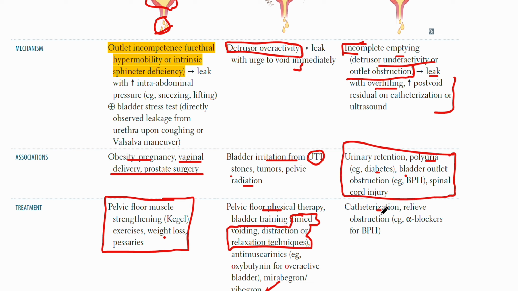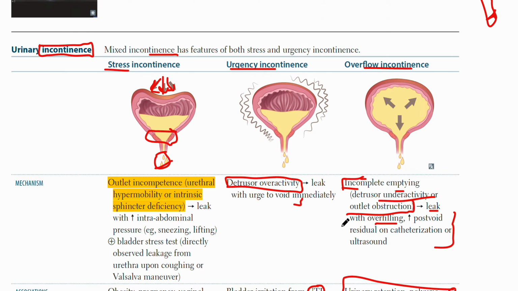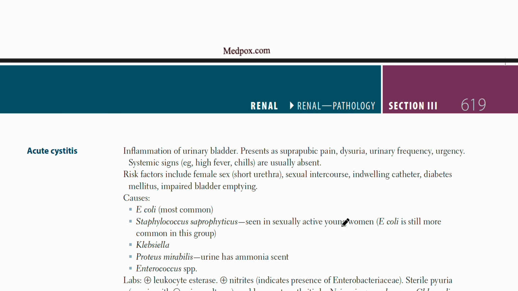So catheterization and relieving obstruction are the treatment. Alpha blockers for benign prostatic hyperplasia can be used. So this is how we complete urinary incontinence.